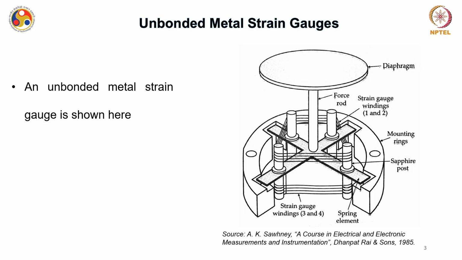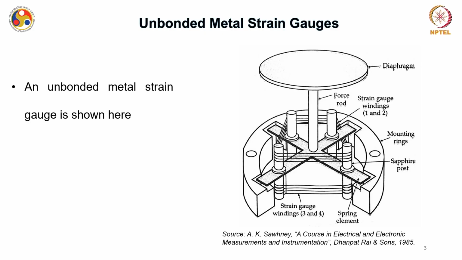As the name suggests, unbonded metal strain gauge means the strain gauge is not bonded to the area where the strain is going to be measured. Let's see how they are segregated and how the measurement takes place. But before we jump into that, just see the construction of an unbonded metal strain gauge.